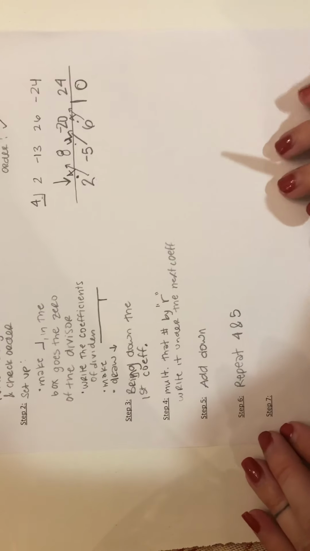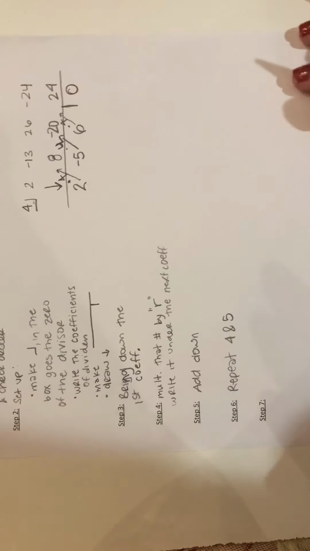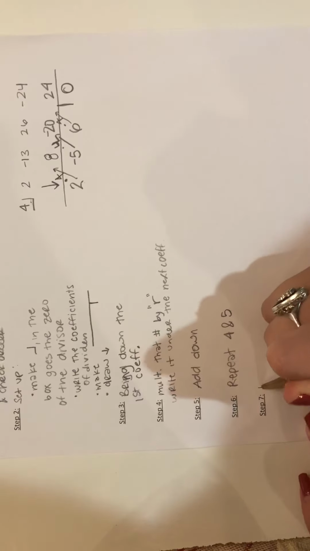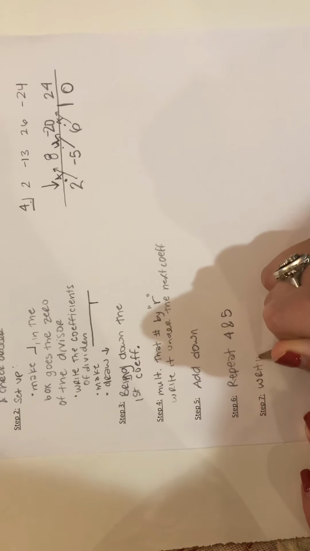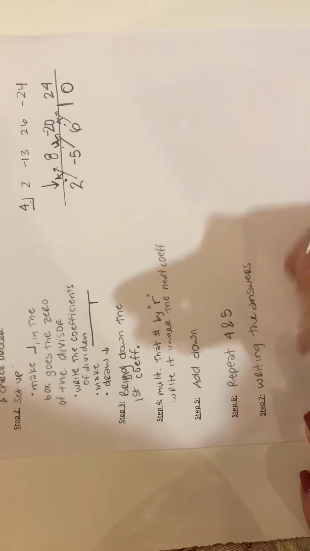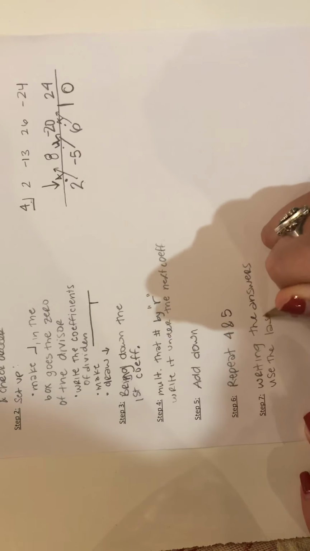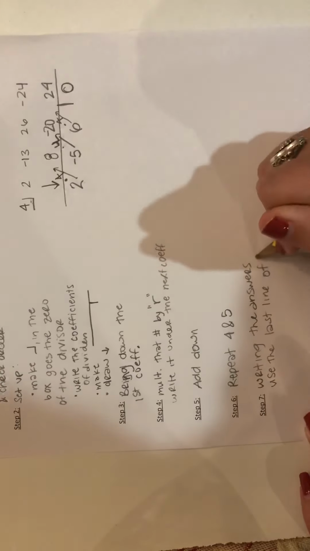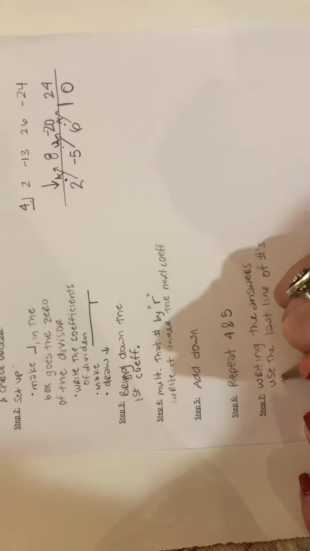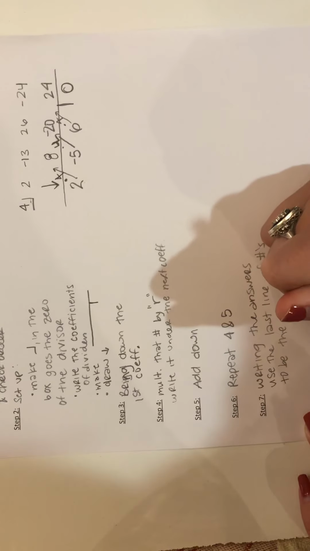Step 7 is how we write our final quotient. Believe it or not, we're done all the math. So we need to now rewrite whatever we have here as a final answer. So writing the answers, use the last line of numbers to be the quotient's coefficients.